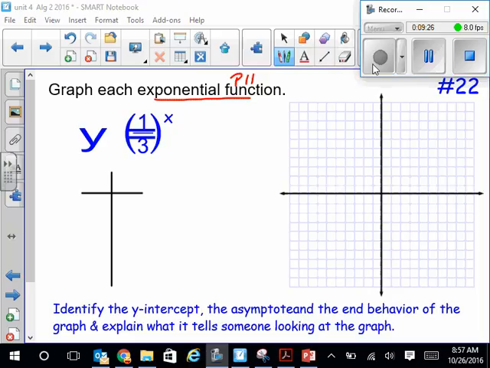Don't draw the picture for page 12 yet. Do not draw the picture for page 12 yet. y equals 10 times (3/2).